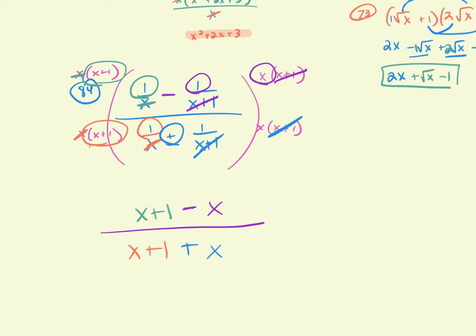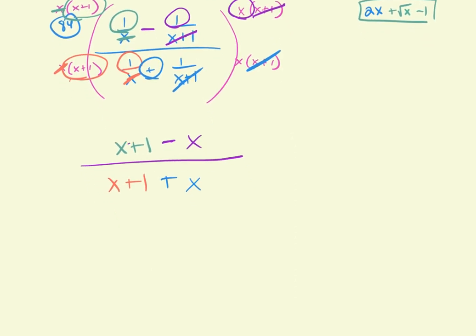Now I combine my like terms. The x and the negative x are going to cancel in my numerator. I have just 1 in the top. And the x and x add together in the denominator, 2x plus 1. And then that can't get simplified any further, so that's my answer.